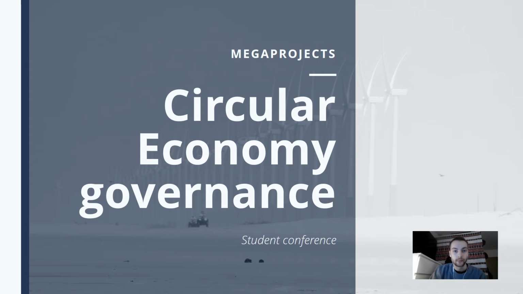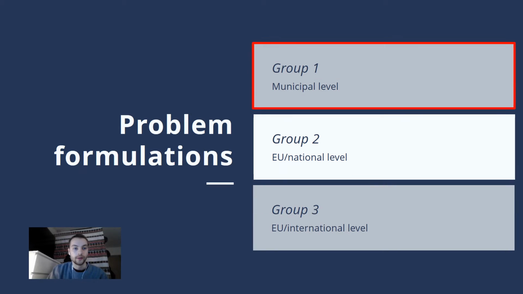Welcome to our Megaproject presentation of the challenge tackling the governance of circular economy, which is under the group of the Circular Region Megaproject, specifically the systemic change needed to achieve a circular region. There were 3 groups collaborating on this challenge, each with slightly different perspective of governmental levels. Group 1 focused on the municipal level within Aalborg Commune.